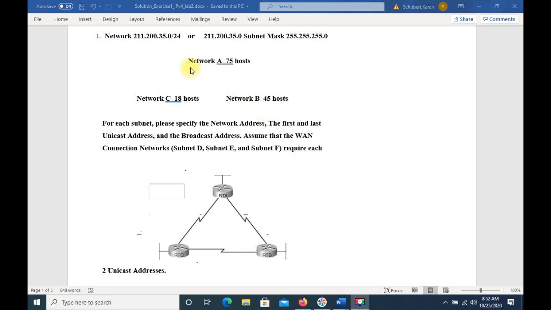In our example, we need 75 hosts here in network A, 45 hosts in network B, 18 hosts in network C, and then 2 hosts each for networks D, E, and F.